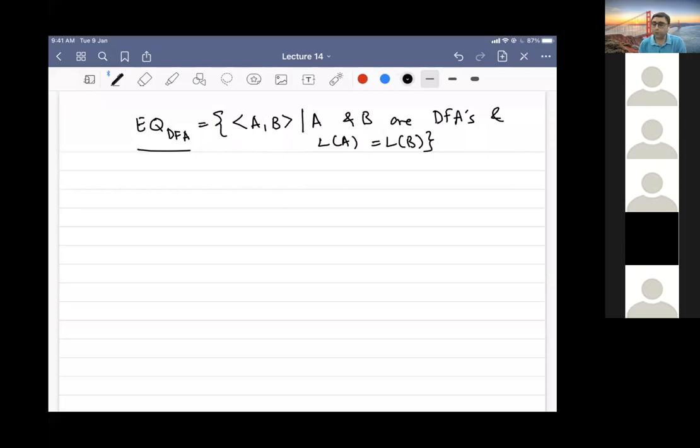So for example, we have seen in many different examples that even for very simple regular languages, it is possible to come up with different kinds of DFAs, and they accept exactly the same language. The reason is that we can simplify DFAs in many different ways, and we still get the same language. For example, look at this table.